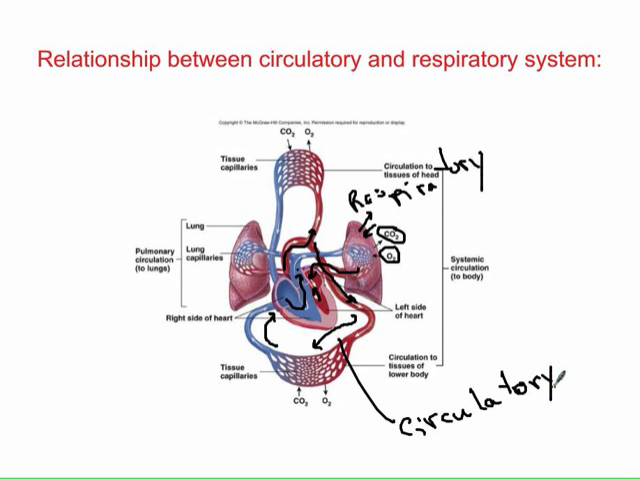So that is how the respiratory and circulatory system are related. Blood flows through and past the lungs to pick up oxygen. The circulatory system sends that oxygenated blood around the body for the main purpose of getting oxygen to the tissues of the body.